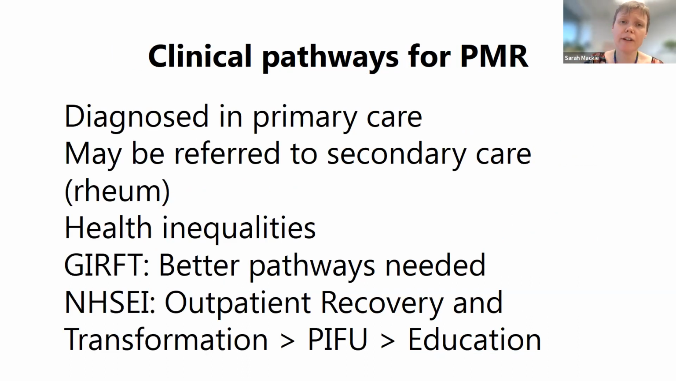So currently in the UK, PMR is generally diagnosed in primary care by GPs, and it may be referred to us in secondary care and rheumatology for various reasons. So if there's doubt over the diagnosis, or if patients are having a lot of flares, or if it's hard for them to get off steroids, or if they're having steroid side effects. But the patients that we tend to see in our rheumatology clinic are perhaps a bit selected. So there are probably some inequalities in how this is diagnosed. It may be diagnosed more in affluent areas, and also referrals. So you're more likely to be referred if you're a pushy middle class person compared to someone from a more deprived area.